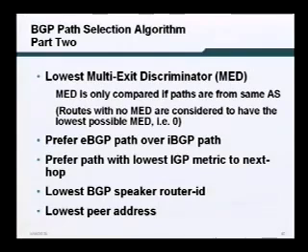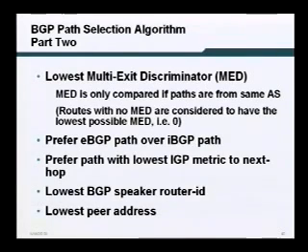Next, prefer the path with the lowest IGP metric to the next hop. So in other words, if there's no external path from the previous step and they're both iBGP paths, pick the one with the highest bandwidth, because lowest IGP metric generally means highest bandwidth. And if it's still the same, then we take the lowest BGP speaker router ID, and if they're the same, then we pick the lowest peer address. And IP addresses are unique, so this has to work. Okay, that's the final ultimate thing.